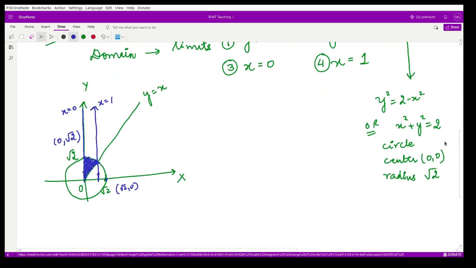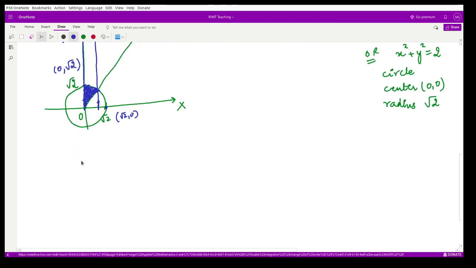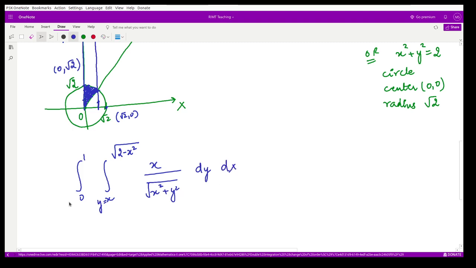Now according to this domain, we have to solve this integration from 0 to 1, integration from x to square root of 2 minus x square, x divided by square root of x square plus y square, dy, because these are the limits of y, and then dx because these are the limits of x. Now here, whenever you have the variable limits, that means how are you calculating the area? You are calculating the area in this way.